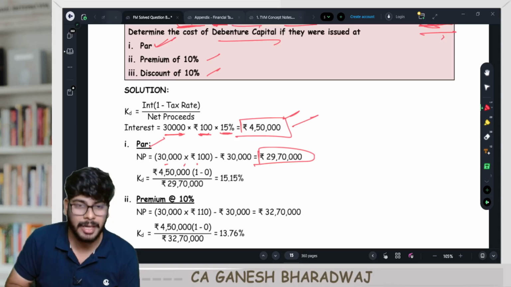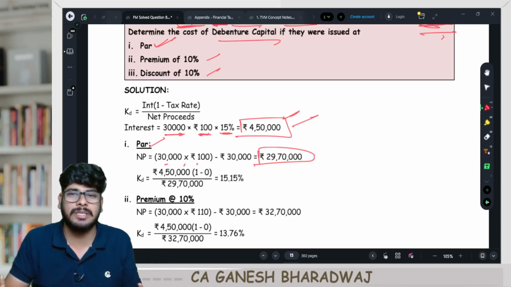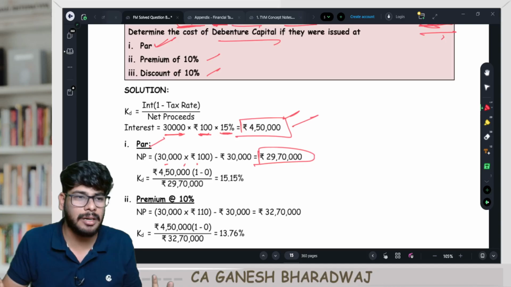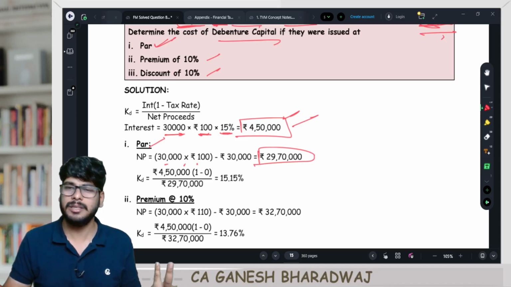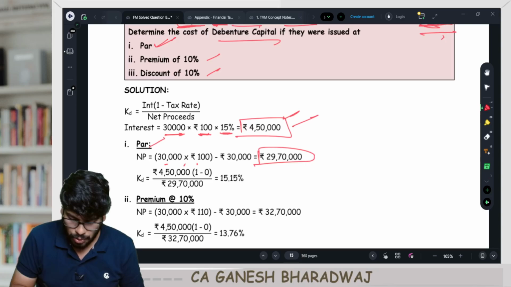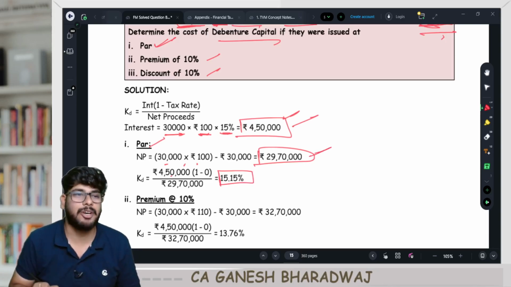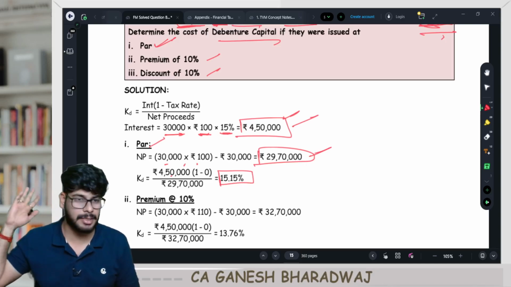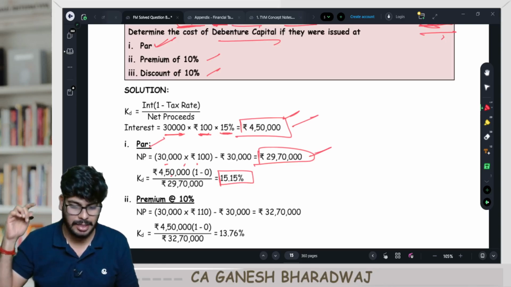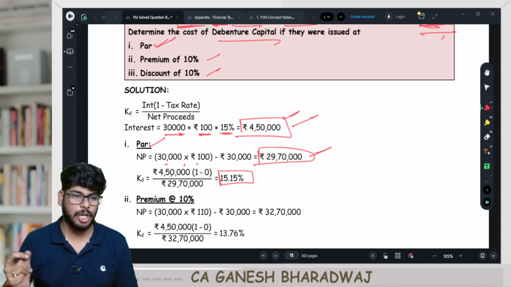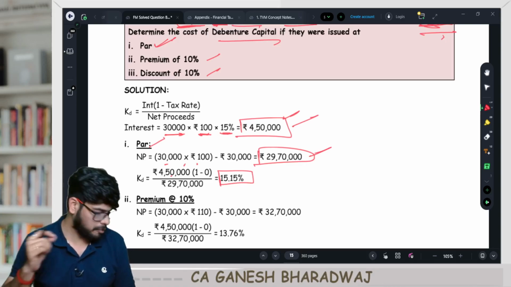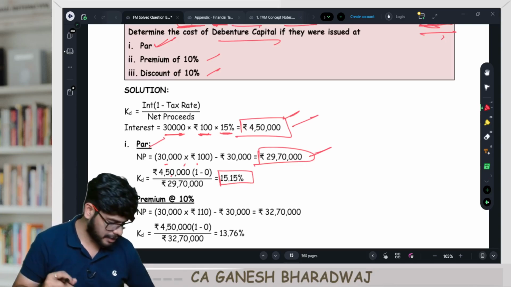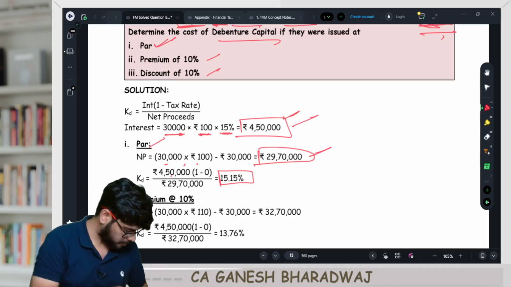So now you just apply the formula. Interest 4,50,000 into 1 minus tax rate. In this question, the tax rate is not given. Clear? So assume it to be 0. If that is not given, then it's 0. That's all. So interest into 1 minus tax rate divided by net proceeds. So in this case, my cost is going to be how much? 15.15%. Are you clear with this? Are you able to understand this? Take your calculators out and do this. Quickly, I'll give you some 10 seconds. Quickly do this. Digest the facts. We'll move on to the next step.